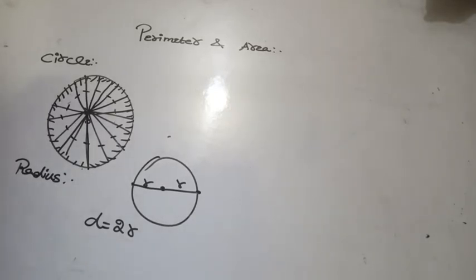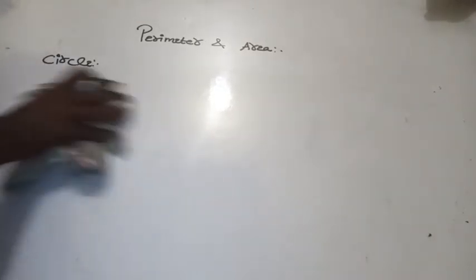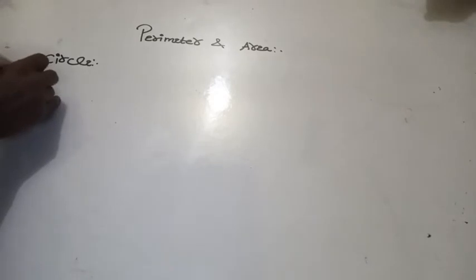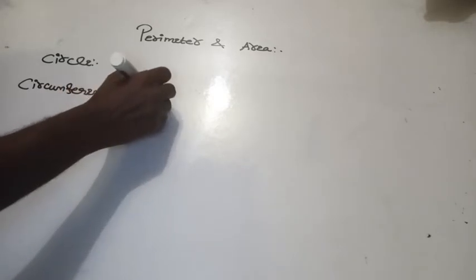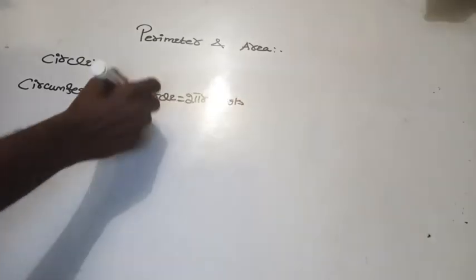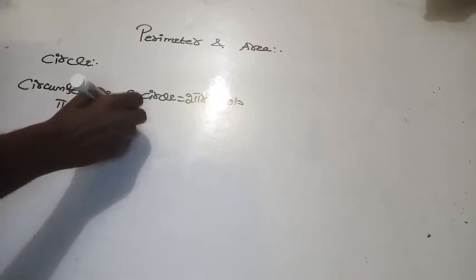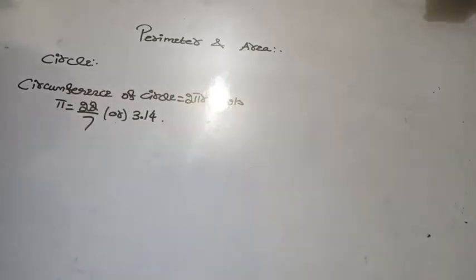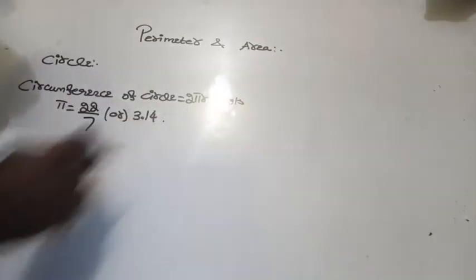Then circumference of the circle. Circumference of the circle is nothing but 2 pi r units. The value of pi is 22/7 or 3.14 approximately. It is 2 pi r units.